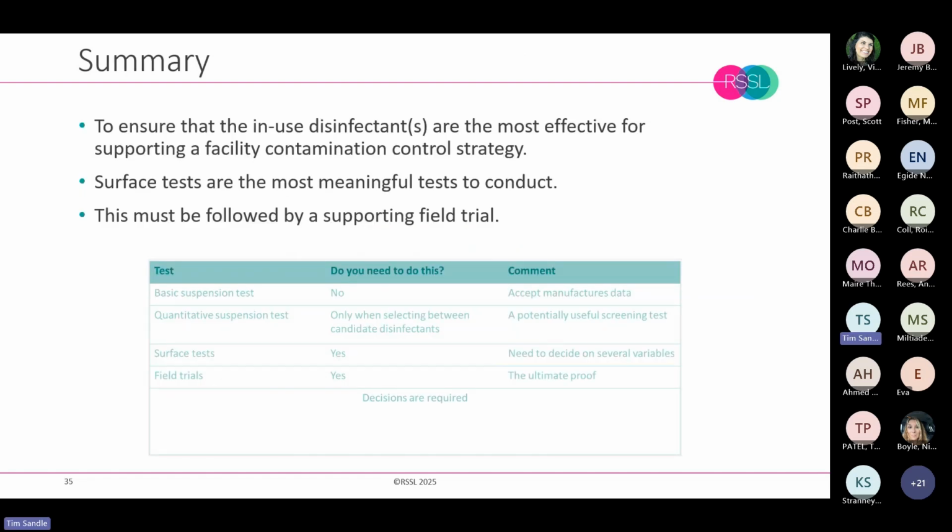Okay, so this brings the presentation to a close. It's really important to have undertaken disinfectant qualification. It's important to understand how our disinfectants compare to our contamination control strategy, how we've qualified them, how this works in practice. The surface testing is the most meaningful to conduct, but whatever we do has to be supported by a field trial. The field trial is the ultimate proof of the suitability of that disinfectant. So they're the key points I want to get across. We'll deal with the field trial in the next presentation, but I can hand over for Q&A.